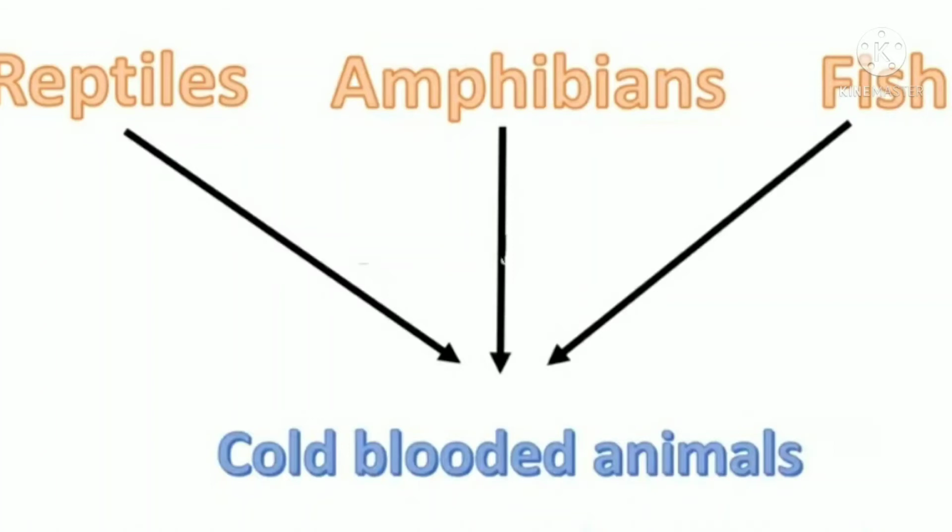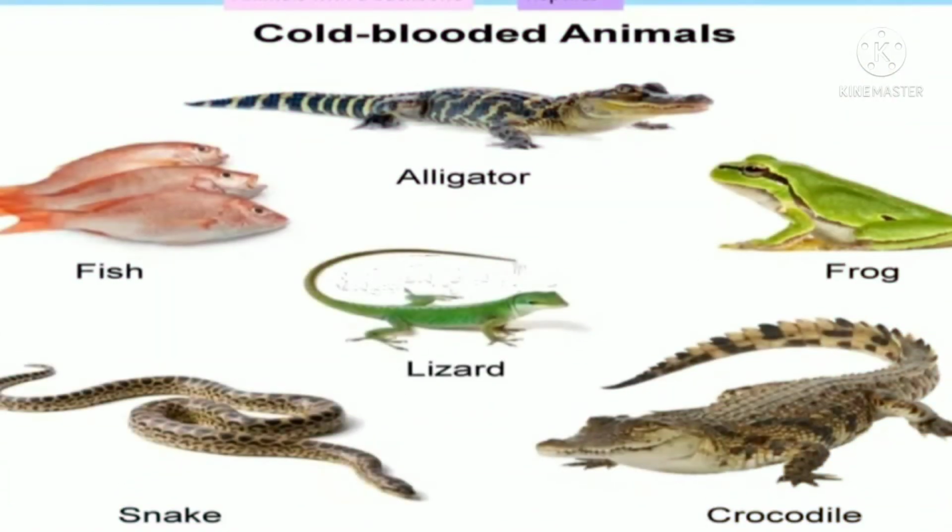Reptiles, amphibians and fish are cold-blooded animals. Why are they called cold-blooded animals? Their body temperature depends on their surroundings. If it is low, their temperature is low. If it is high, their temperature is high. So they are called cold-blooded animals. This means that their body temperature changes with a change in the temperature of their surroundings.